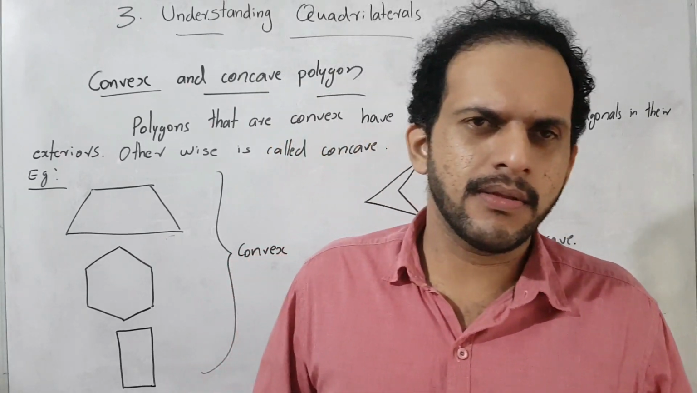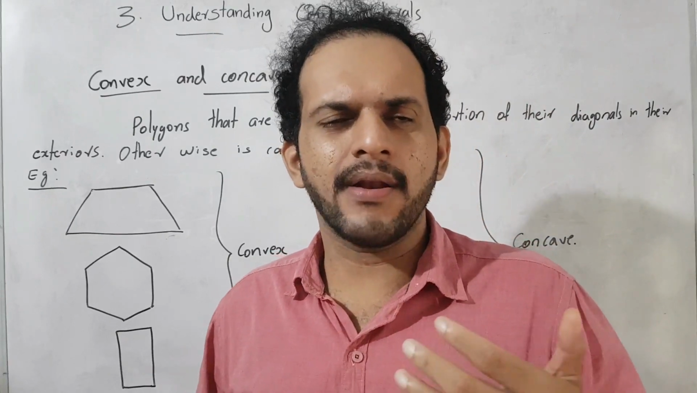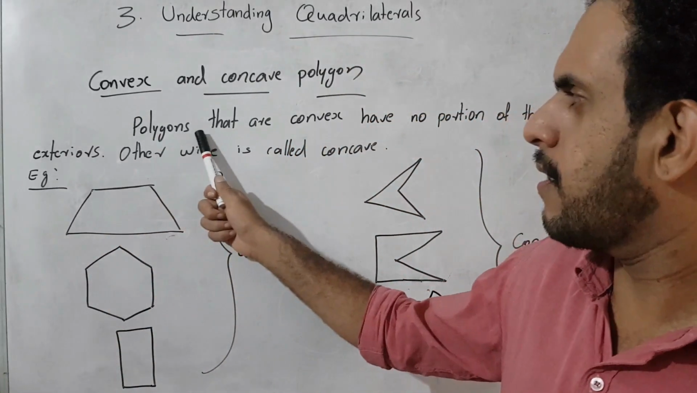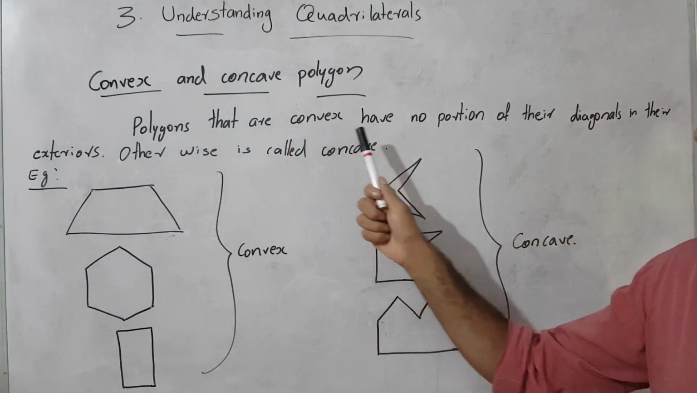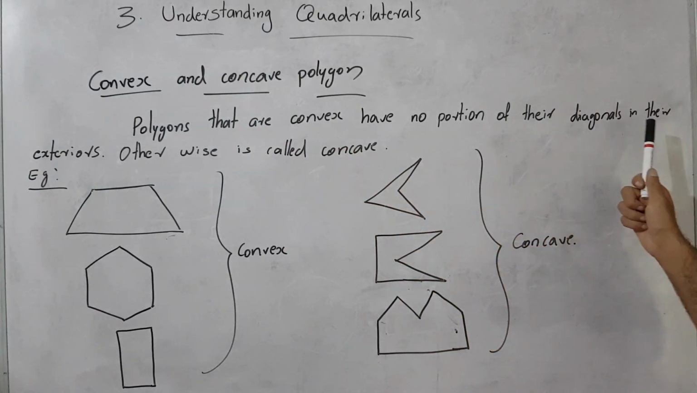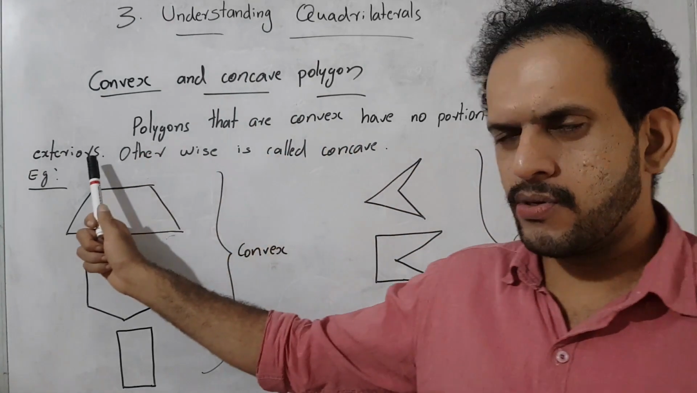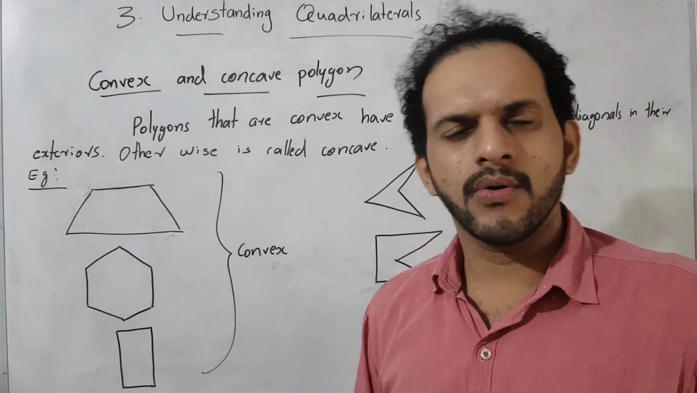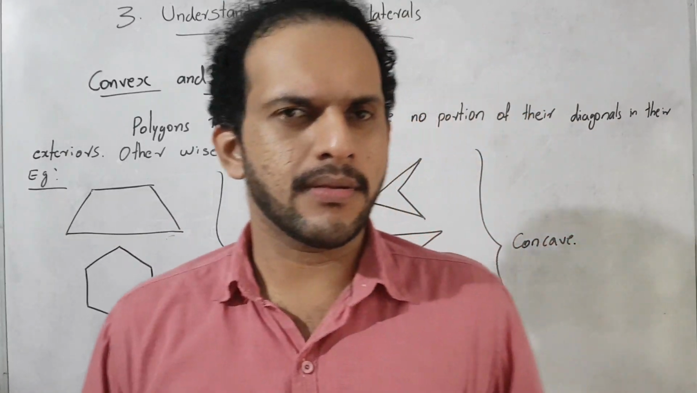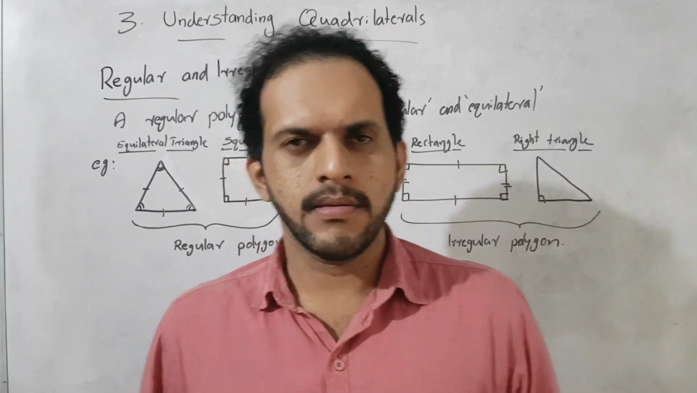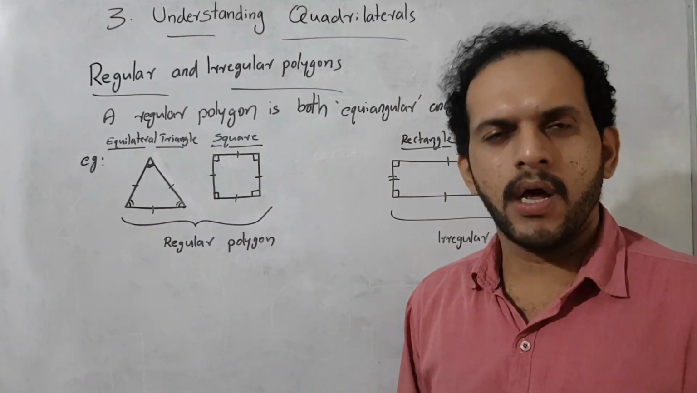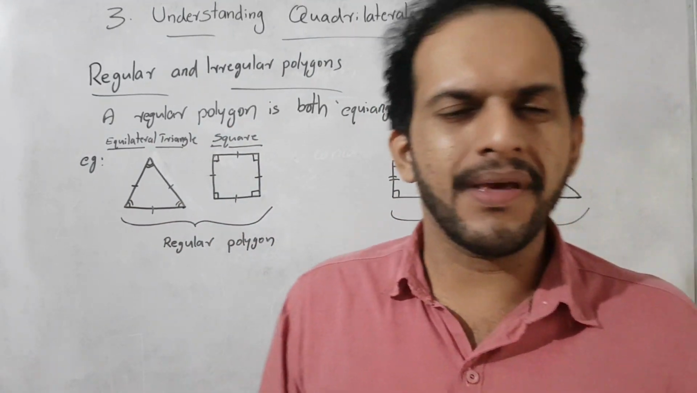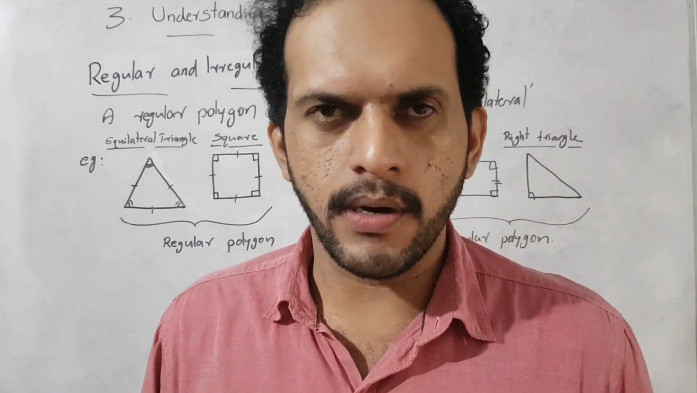Clear? What are convex and concave polygons? Polygons that are convex have no portion of their diagonals in their exteriors. Otherwise it is called concave. I think you got this idea. The next idea is regular and irregular polygons.